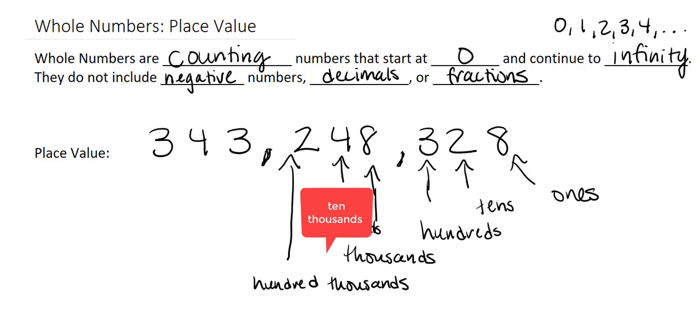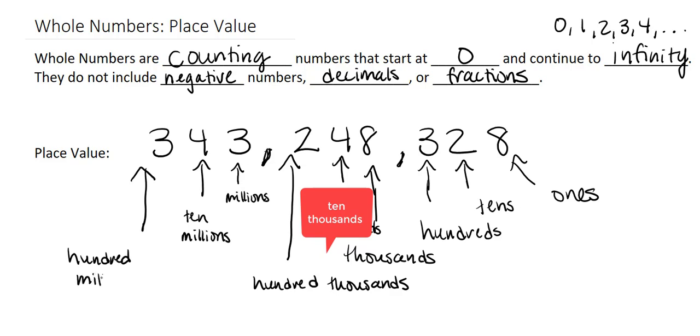Then we have this comma, which goes into our millions. Then we move on to the left to this 4, which is our 10 millions. And then the last 3 is our 100 millions. Now that we've done this, let's go over a few examples.